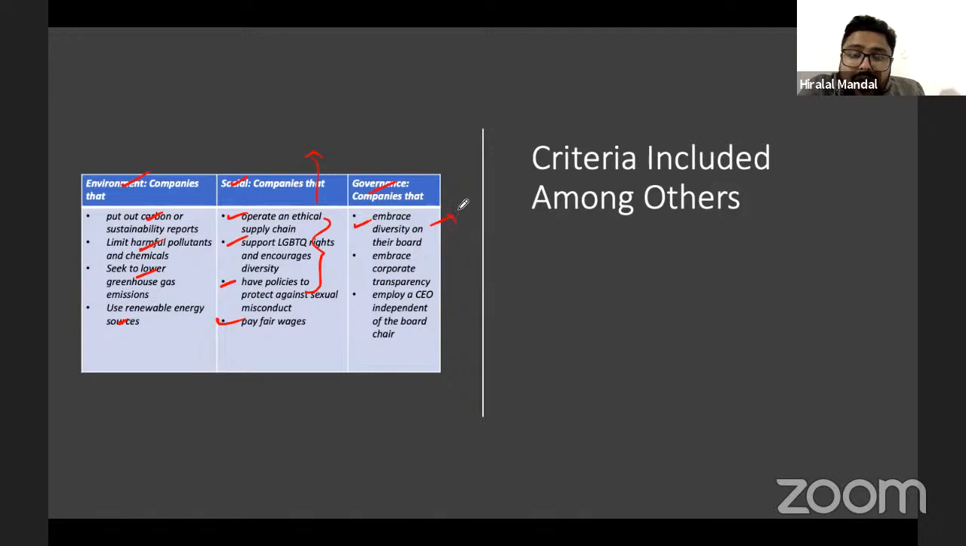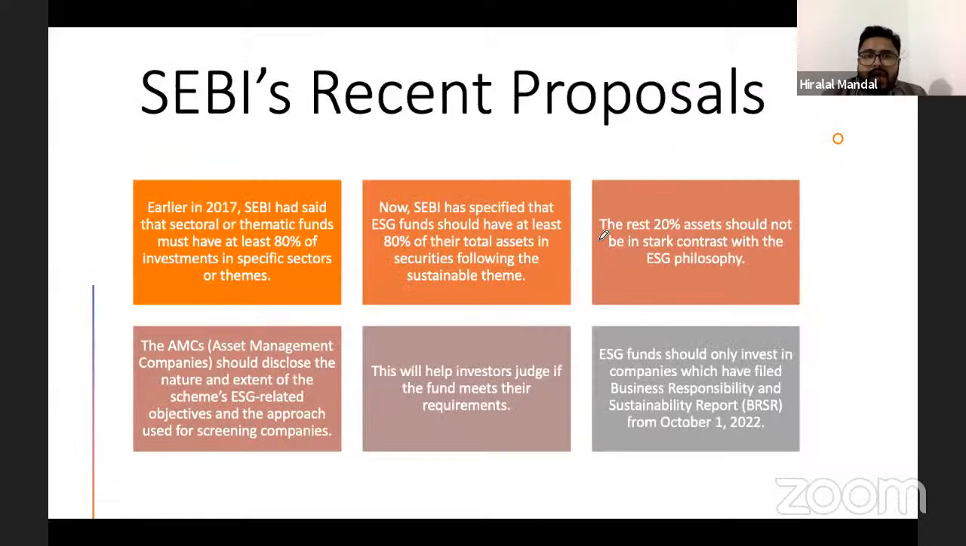Governance: companies that embrace diversity on their board. So it is trying to strengthen corporate governance as well. It embraces corporate transparency, and companies employ a CEO independent of the board chair. So there is no mix of the CEO and the board. These are the criteria that will be utilized in order to identify whether a company is suitable to get funds from the ESG funds. These criteria have also been mentioned under that particular ESG fund paper.